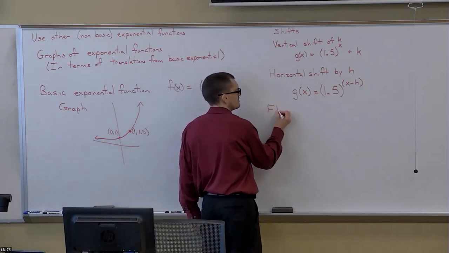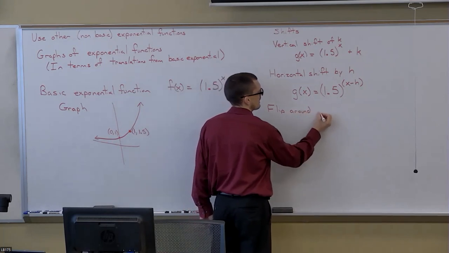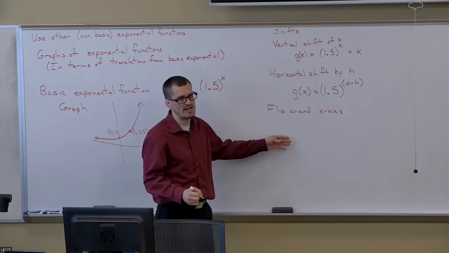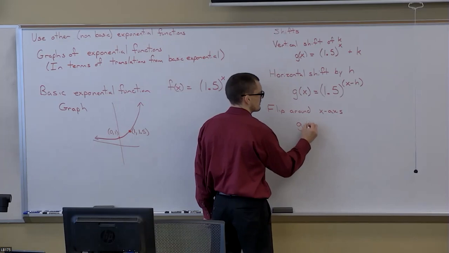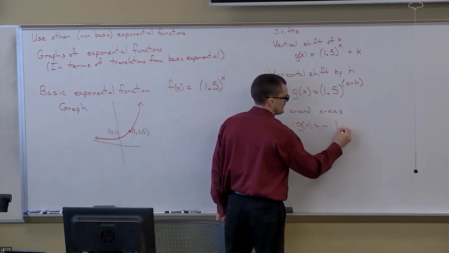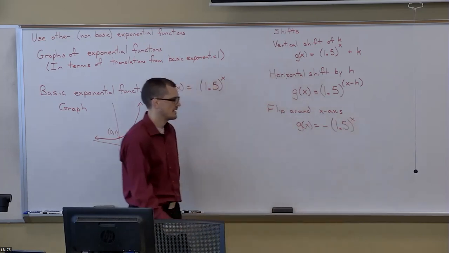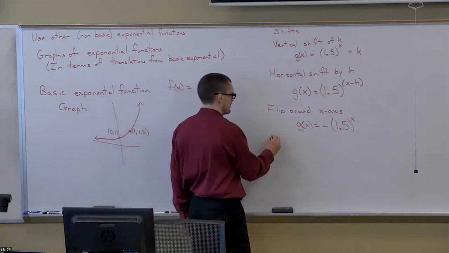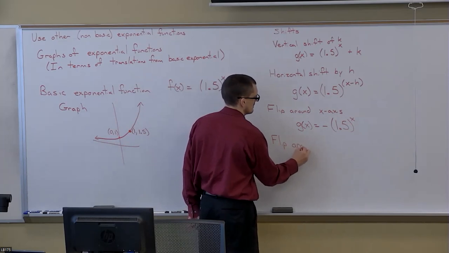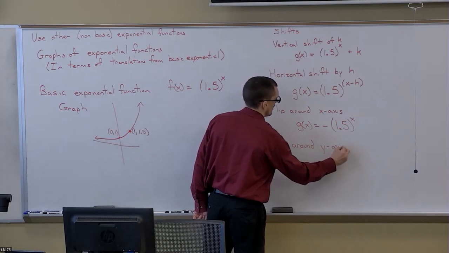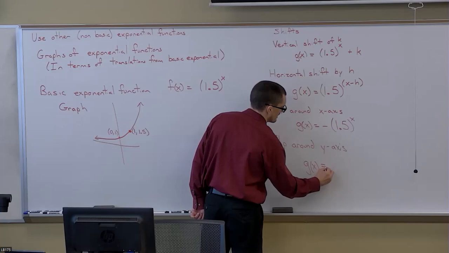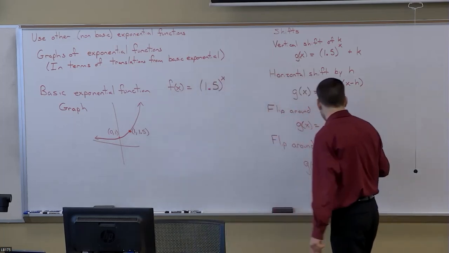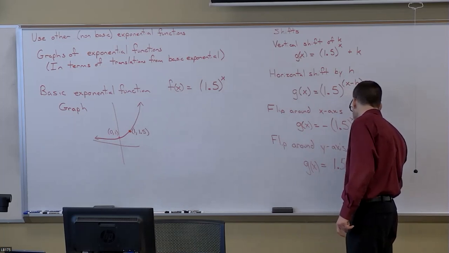And if I wanted to flip around the x-axis, a flip around the x-axis would make all my outputs negative. So a flip around the x-axis, I would negate the output, like that. If I wanted to flip around the y-axis, what I would do is not negate the output, but I negate the input. And the input is that x in my exponent. So when you flip around the y-axis, the negative goes into the exponent.